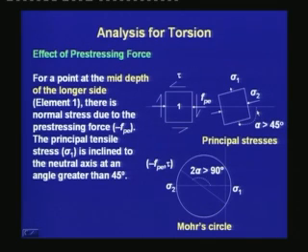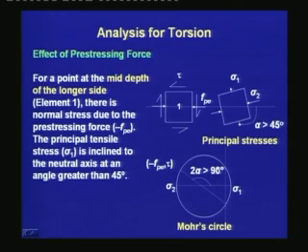This will change the inclination of the principal stresses. Here the inclination of the principal tensile stress sigma 1 is larger than 45 degrees, and for the principal compressive stress, the inclination is lower than 45 degrees. Since the crack is perpendicular to sigma 1 and it is parallel to sigma 2, the inclination of the cracks will be lower than 45 degrees. The inclination depends on the amount of prestressing force.